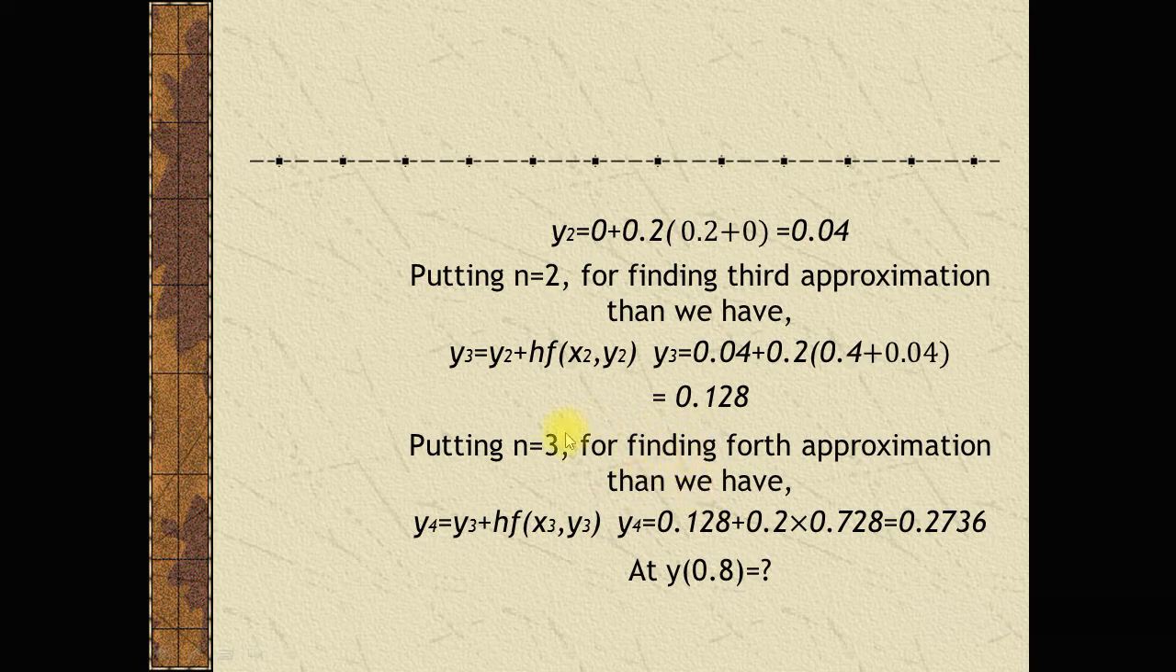and the value of x will be equal to, you see over here, for y2 the value of x1 is 0.2, for y3 the value of x2 is 0.4, and for y4 the value of x3 is 0.6, and for y5 the value of x4 will be equal to 0.8. And dear students, try yourself to calculate the fifth approximation solution for the first order differential equation, and this will be actually the solution at x is equal to 0.8.